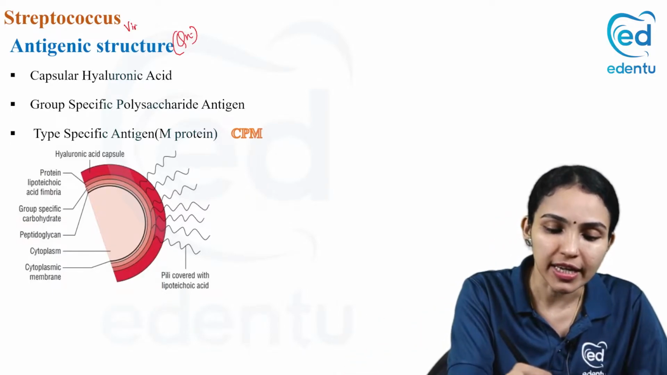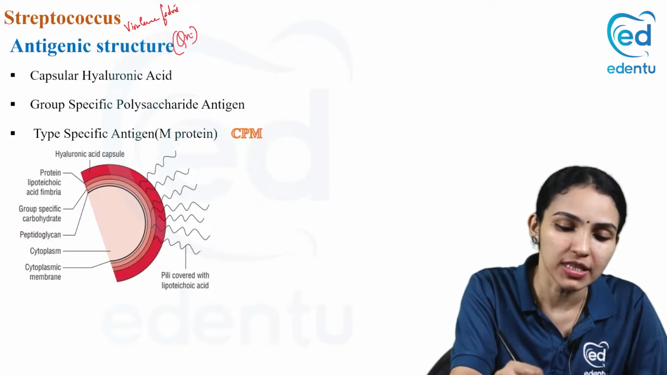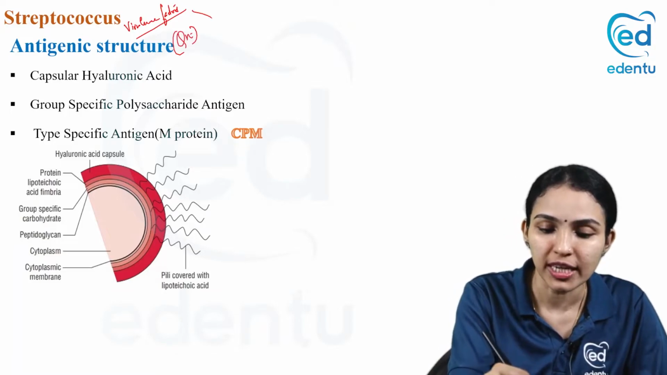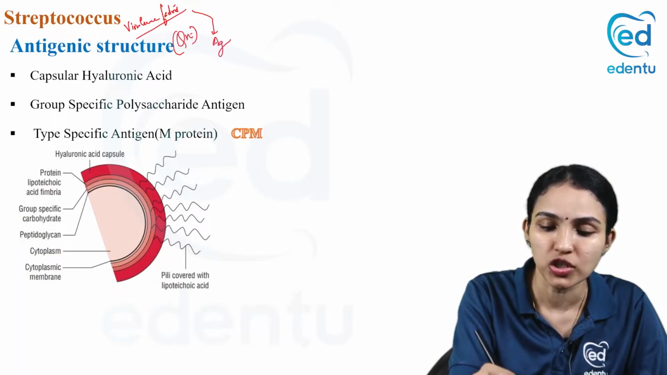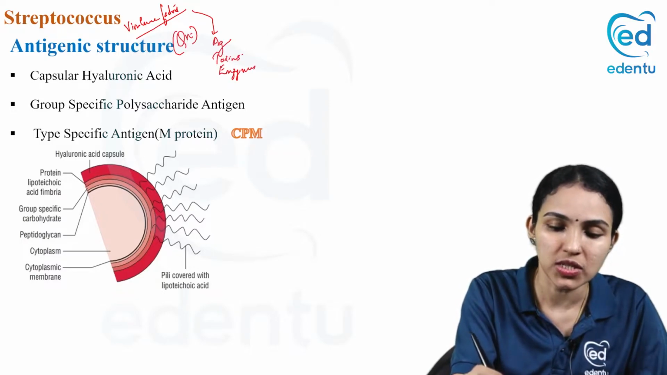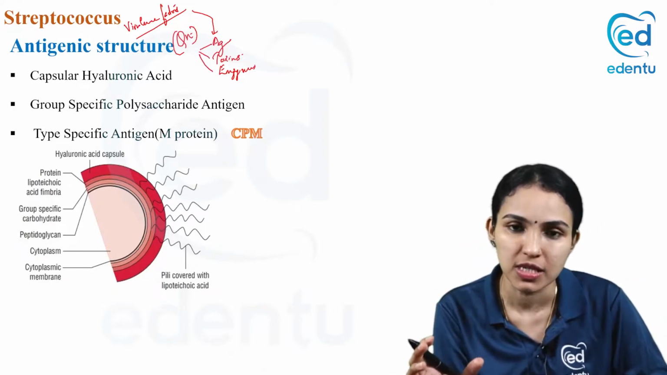All these are actually the virulence factors. They contribute to the pathogenesis of this bacteria. Virulence factors of streptococci can be classified as the structural antigens, the toxins that they produce, and also the enzymes. So these three are the three important virulence factors of streptococci.